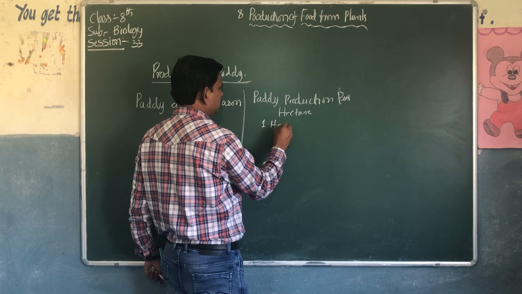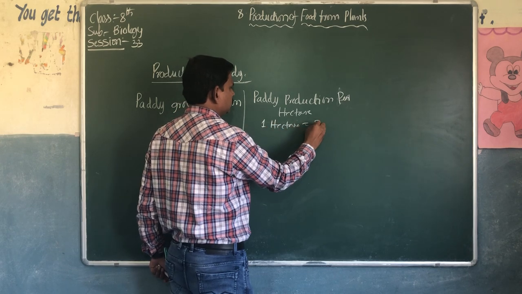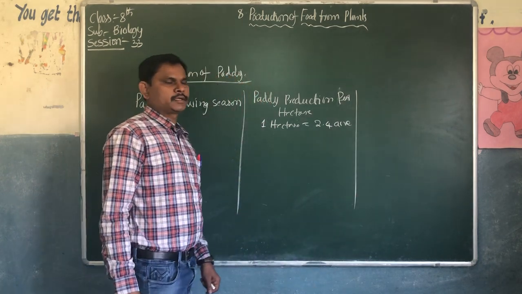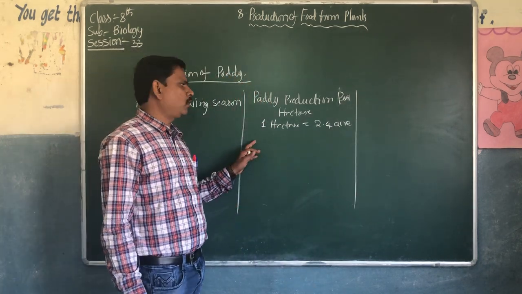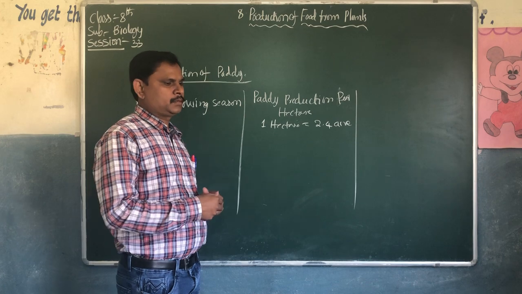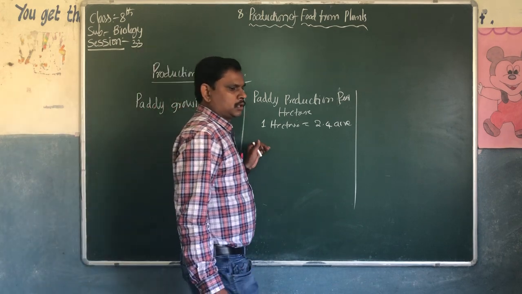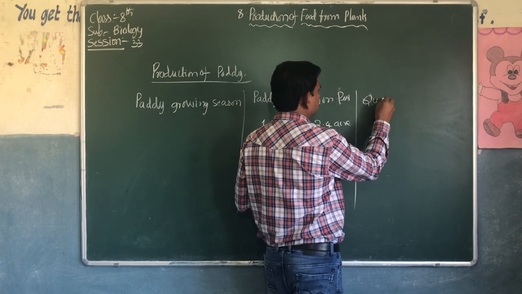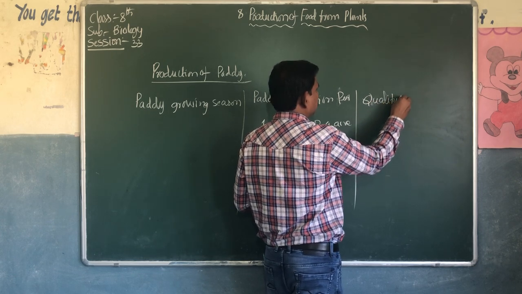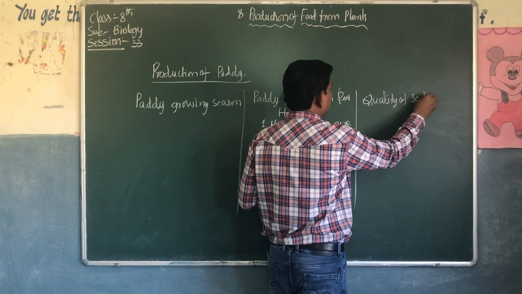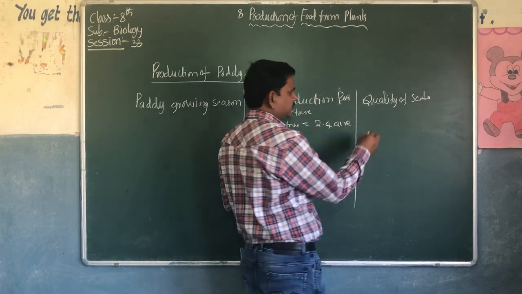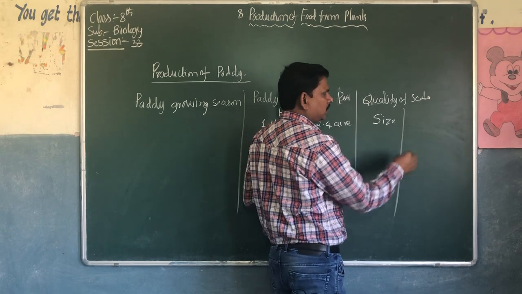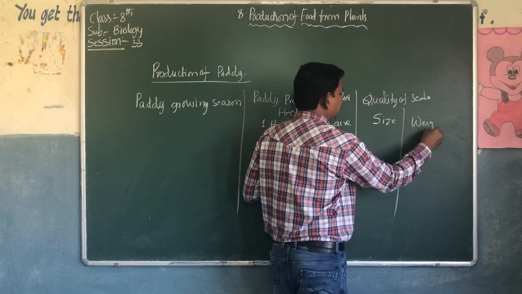1 hectare is equal to 2.4 acres. Then the quality of seeds. What is the quality of seeds? How can we know the quality of seeds?